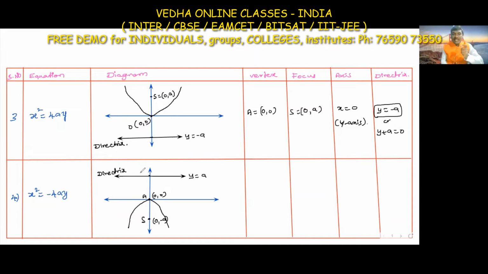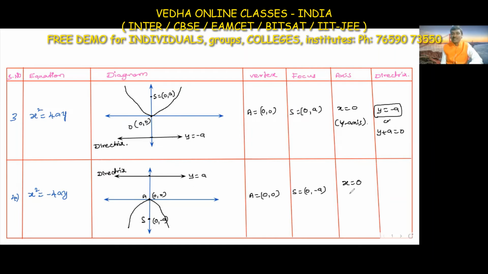Now, what is the axis here? The y-axis is the axis. What is the vertex here? Vertex is 0 comma 0. And the focus: inside the parabola we have the focus, that is 0 comma minus A. And the axis of the parabola: the y-axis is the axis of the parabola.